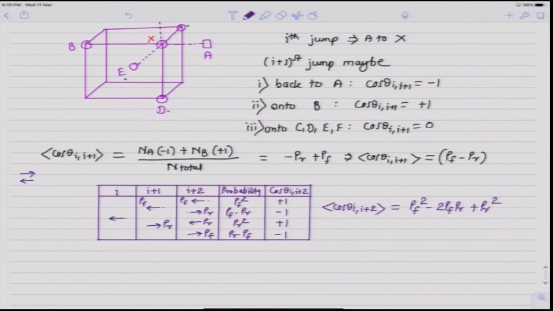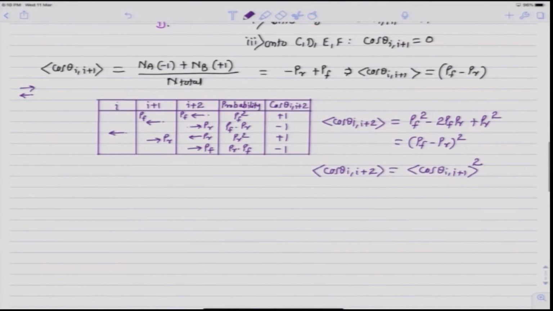If we sum this and multiply by the corresponding cos theta I plus 2, we get this, which should be equal to PF minus PR square. So, we can show cos theta I plus 2 should be equal to average of cos theta I plus 1 square. We can keep doing this for I plus third, I plus fourth jump, and we can show that cos theta I plus j should be equal to cos theta I plus 1 to the power j, and this we can show for any cubic lattice.